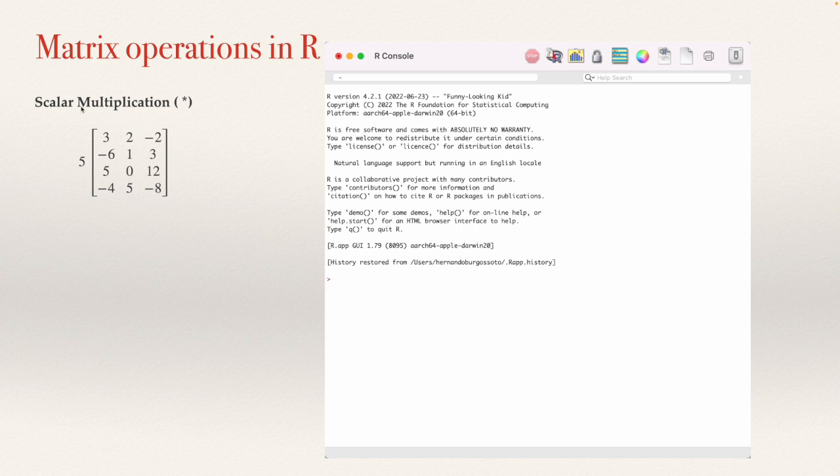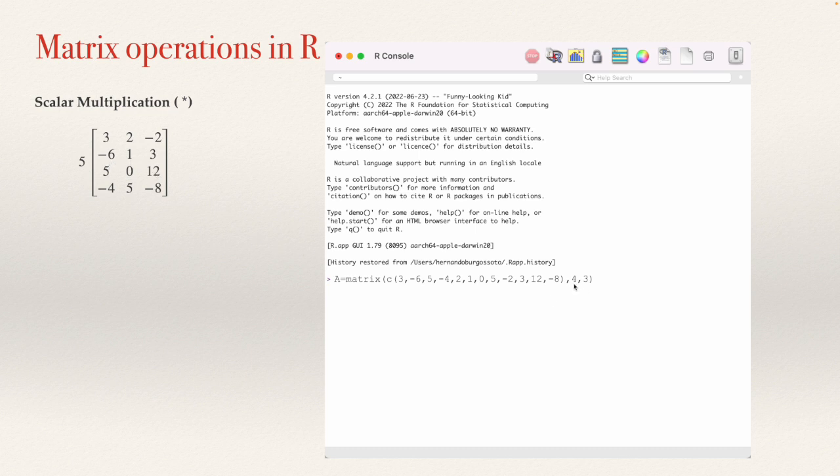For example, call the matrix A and use the function matrix. So I'm going to type A equals matrix, and I'm going to use all the numbers: 3, minus 6, 5, minus 4, etc. All the numbers in the order that I explained in the previous video. So you type 3, minus 6, 5, minus 4, 2, 1, 0, 5, negative 2, 3, 12, negative 8, from top to bottom, from left to right.